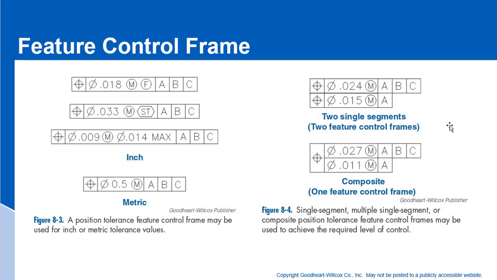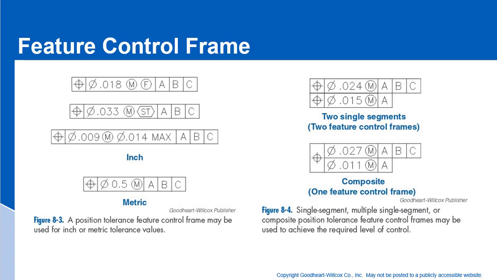Now in some cases we can have combined feature control frames. In this case we have 2 feature control frames for the same holes, 2 single segments, and that's actually 2 feature control frames. In this case here we have a composite or single feature control frame. We'll talk about this a little bit later in this chapter, and in the next chapter, how to use a composite and 2 single segment feature control frames.